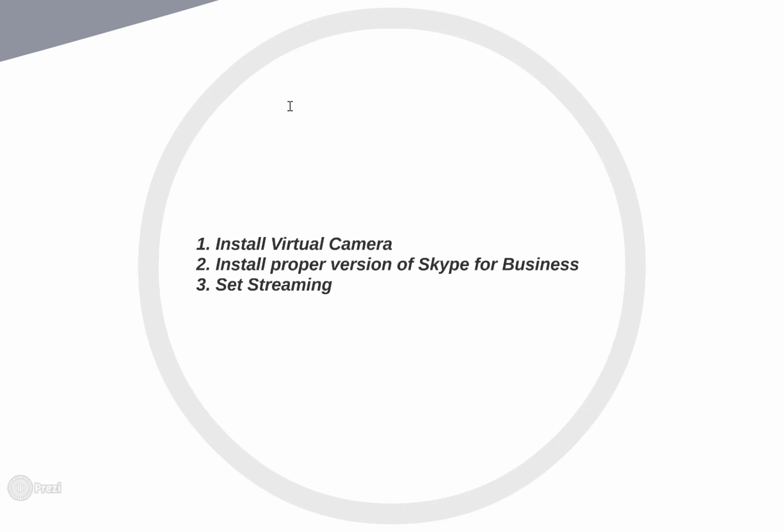How can you show your desktop using Skype Meeting Broadcast? Step by step manual. First of all, we need to install a virtual camera. After that, we make sure that we have a proper version of Skype for Business. And the last point is to set up and start streaming.